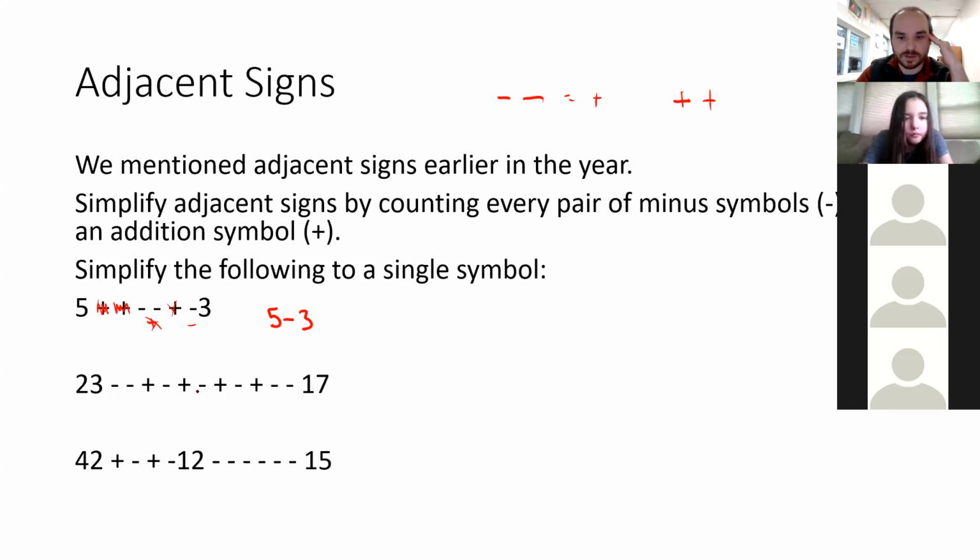So let's look at the second one. What do we do with these two minuses? Positive. Yep. What about this minus and this minus? Those will form together to make another positive. This minus and this minus will be another positive. And then we have one minus left over. So overall, is this a plus or a minus? Minus. Yep. Overall, this is a minus. That is correct. So it's going to be 23.